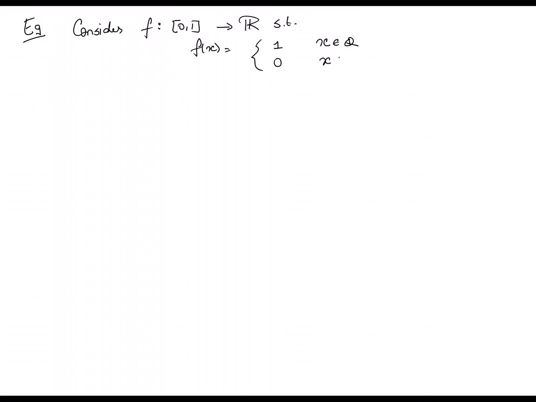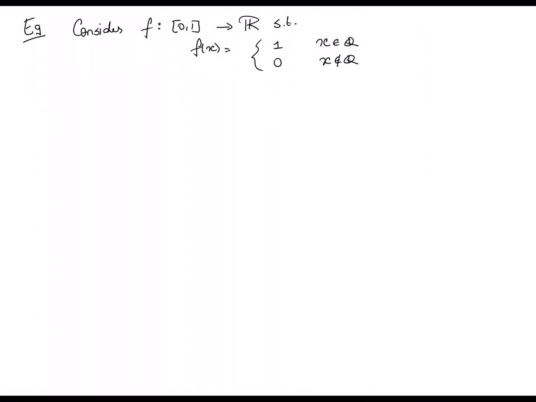Alright, one more example to illustrate a function which is in fact not integrable. So let's see. Example. Consider the function f from [0, 1] to R such that f(x) is going to be 1 at all the rationals and 0 for all the irrationals.